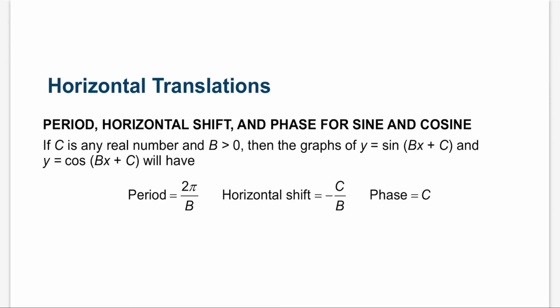So just in summary, there's also what they call a horizontal translation or a horizontal shift, and that's given by negative c over b. So here's your c and here's your b, but you have to remember to take the negative of that for both sine or cosine, and this is called the phase. Phase horizontal shift would be negative c over b, and we already know that the period is 2 pi over b.